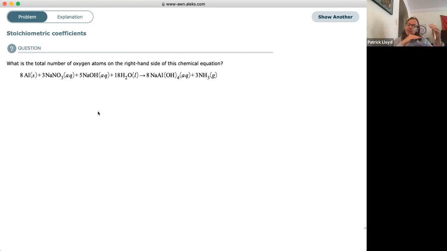Moles, typically, are dealt with when you're given the grams of a substance. So if you're measuring out water and you measure out 5 grams or 50 grams, that's when you're going to deal with moles.